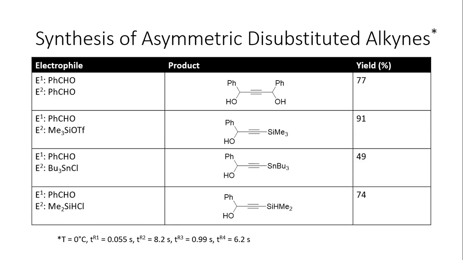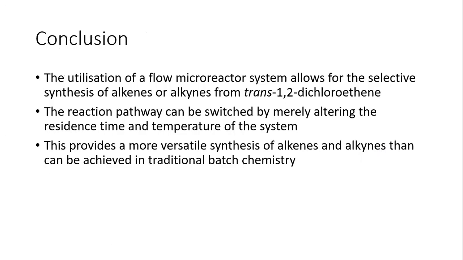This really shows the versatility of the system, as both alkene and alkyne products can be produced effectively by precise control of residence time in each microtube. So to conclude, the utilization of a flow microreactor system allows for the selective synthesis of alkenes or alkynes from trans-1,2-dichloroethene. The reaction pathway can be switched by merely altering the residence time and temperature of the system. This provides a more versatile synthesis of alkenes and alkynes than can be achieved in traditional batch chemistry.